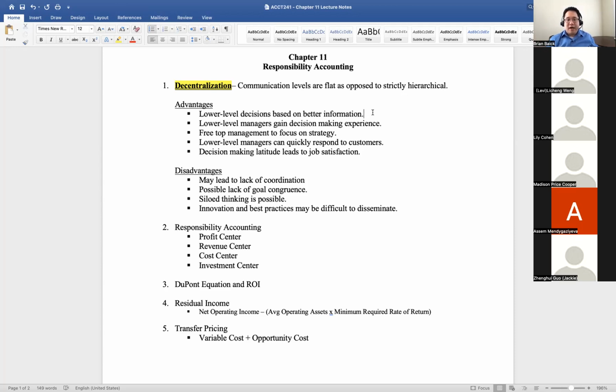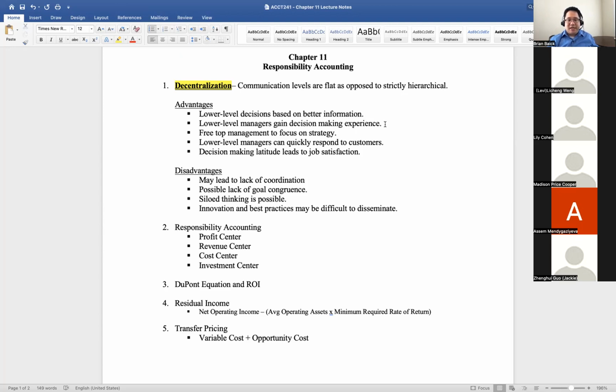So if I run an ice cream shop and the employees who work at the shop, maybe they might give somebody a refund or something. They know exactly what situation happened. Maybe a customer was unhappy or their ice cream didn't taste right or something. They are in the best position to make lower level decisions, right? Because they have more recent, current, and oftentimes better information.